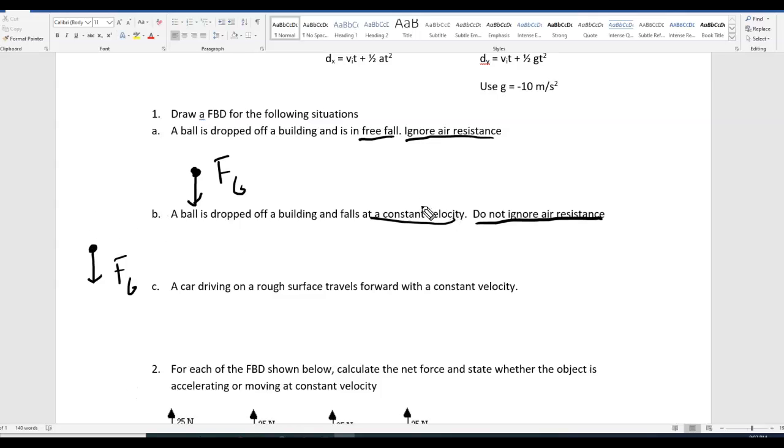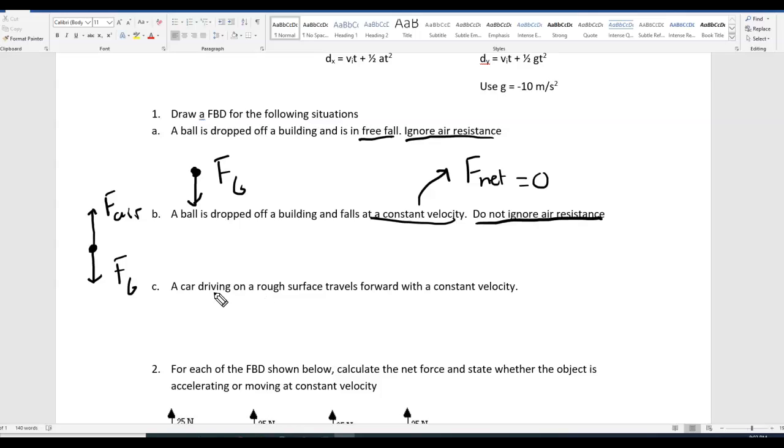And the fact that it's constant velocity means, because of Newton's first law, the only way it's allowed to move at a constant velocity is if the net force is equal to 0. Remember, if the net force is 0, that means either the object is at rest or moving at a constant velocity. So how do we get a net force of 0 if we have a force going down? Well, we have to have another force going up with the same size in the opposite direction to cancel out the force of gravity. So I'm going to call that F air for air resistance. And that's it for 1B.